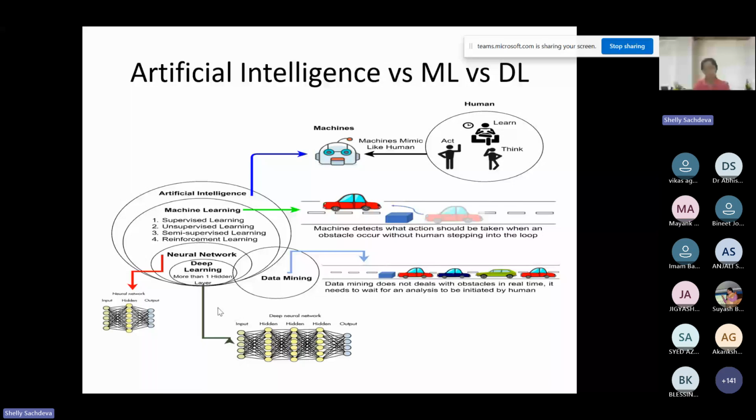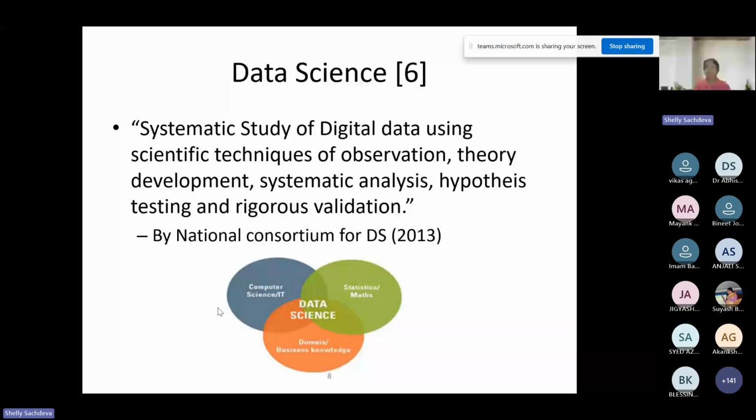Now, the terminology called data science. There was an ACM computing survey paper from which I picked up this definition, which was defined by the National Consortium for Data Science in 2013. It states that it's a systematic study of digital data using scientific techniques of observation, theory development, systematic analysis, hypothesis testing, and rigorous validation. What this definition says is that data science is interdisciplinary, where mathematicians, statisticians, computer scientists, and business domain specialists can work in collaboration.